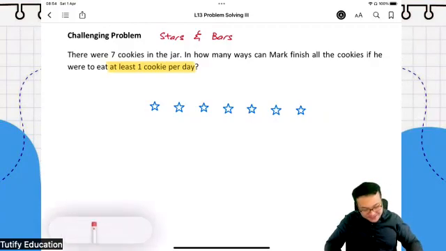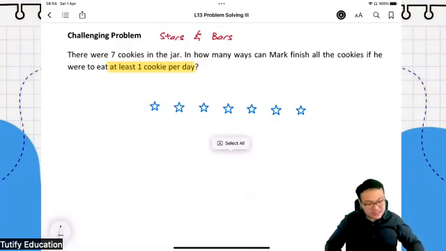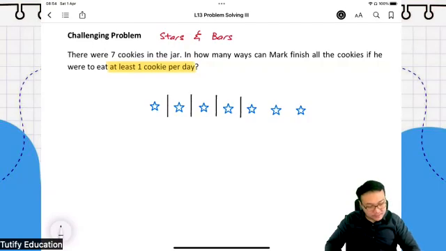So, students, now you already know the stars and bars method. I want you to imagine this. The maximum number of bars I can draw is like that. That means I'm eating 1 cookie every day, for 7 days, right?